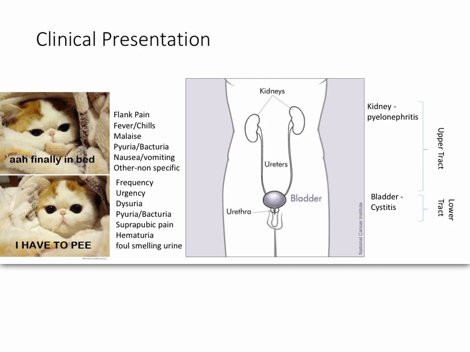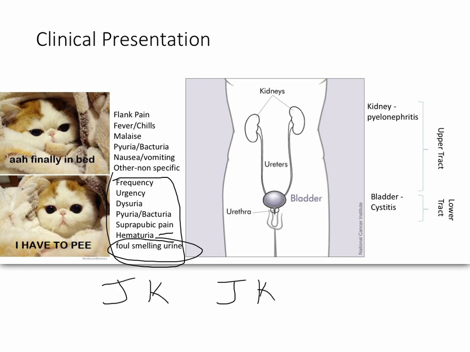Now, cystitis, we have typically frequency, urgency, dysuria, pyuria, bacteriuria, suprapubic pain, and occasionally you can get hematuria. Another thing that's indicative of all these things is a foul-smelling urine. So you might just ask your patient, what does your urine smell like? Which I think that's weird because that implies that they're sniffing their urine. You can be like, hey, I know you don't sniff your urine regularly, but this morning when you went pee, did it smell different?